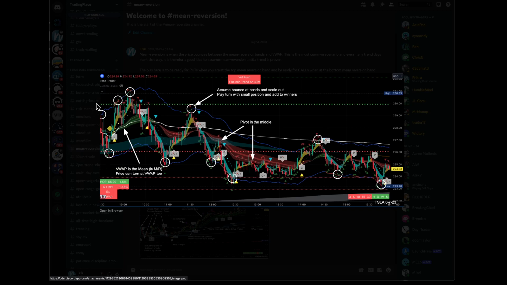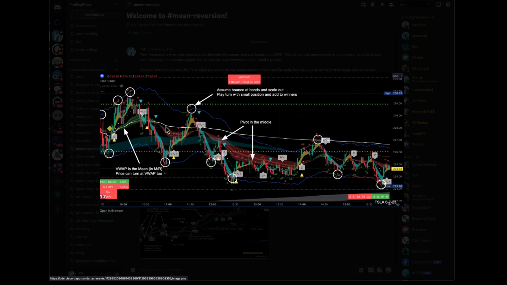So if you look at this example, you start off, you touch the top blue band, you go down to the bottom blue band, you go up, touch the top blue band, go down to the VWAP, go to the top band, go down, bounce a little bit off the VWAP, go to the bottom band. So that's what we mean with mean reversion. So we're bouncing between these bands at VWAP. And so VWAP is actually the mean.